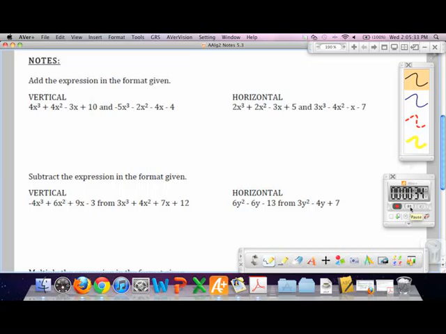Negative 5x to the third. And we'll add term by term. Horizontal, I'll just find the like terms and I'll start at the highest degree and go to the lowest degree. So 2x to the third plus 3x to the third is 5x to the third.